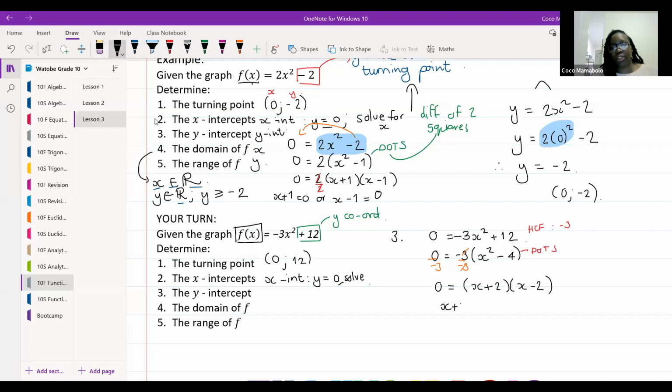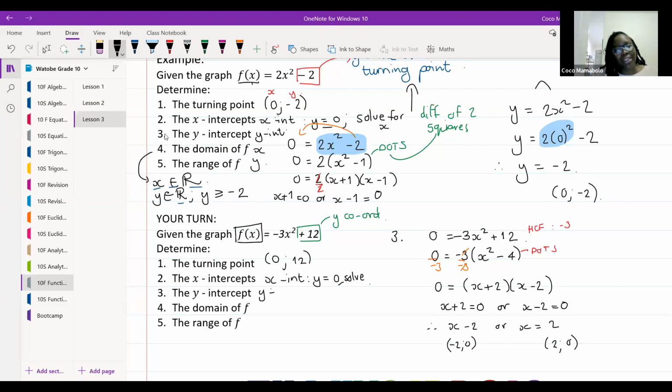All right, then I have to solve for this. Then I can go x plus 2 is equal to 0, or x minus 2 is equal to 0. Therefore, x is equal to -2, or x is equal to 2. Good, we're done with that. That's our x-intercepts. We've got -2 and 0, and I've got 2 and 0. Excellent. That's my x-intercepts. What about my y-intercept?